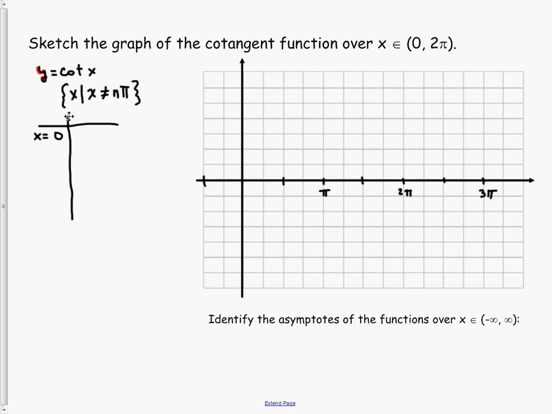So I'll make a little table here, probably just easier to follow. For my value of x equals 0, we've got a vertical asymptote that's going to happen. We could say that at pi over 2, the cotangent itself is equal to 0. So this graph will pass through the x-axis at pi over 2. If we get out to pi, we see that we've got another vertical asymptote.